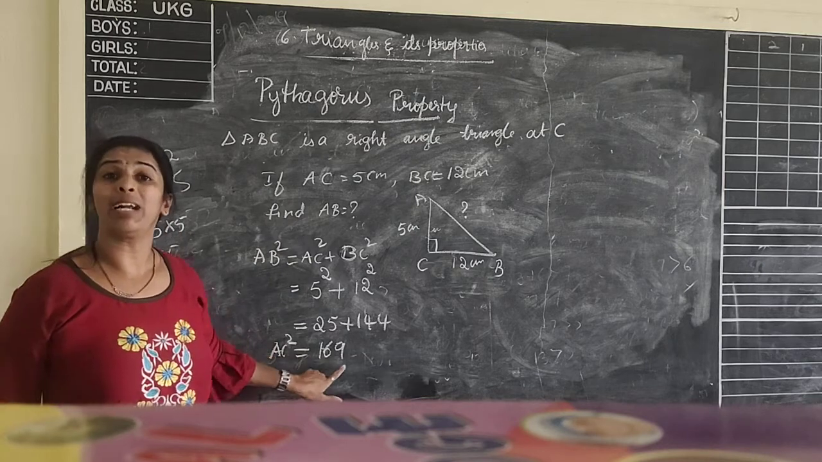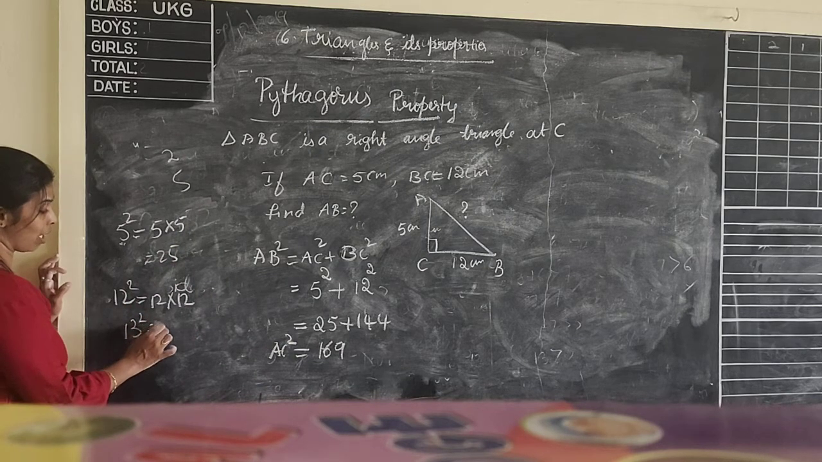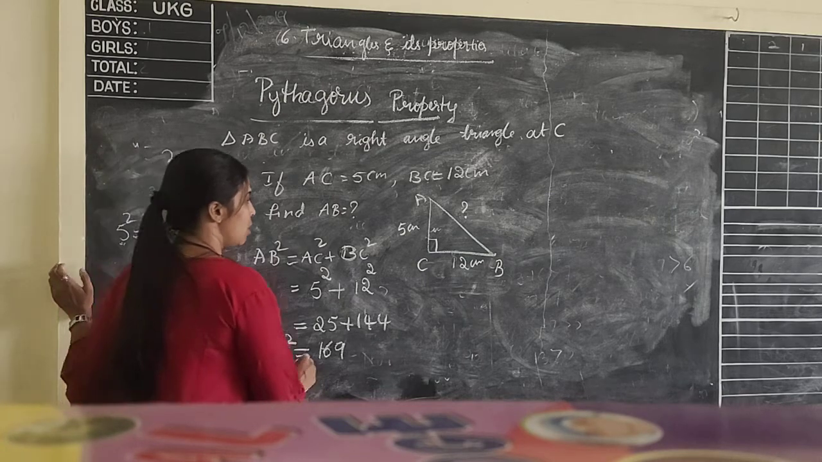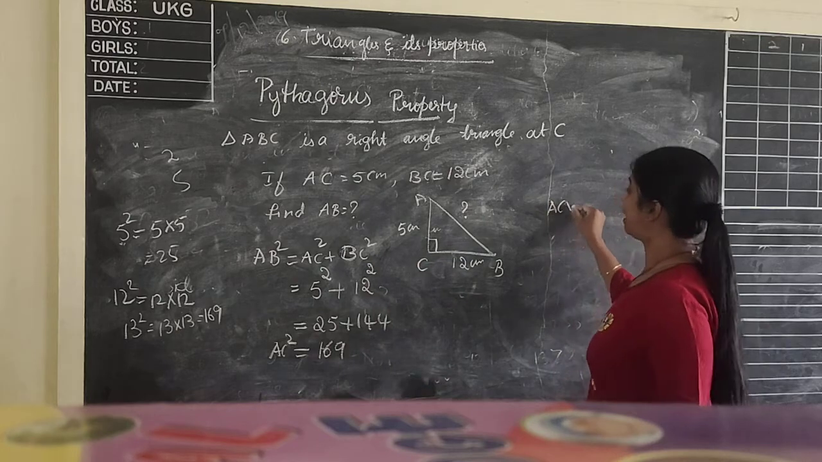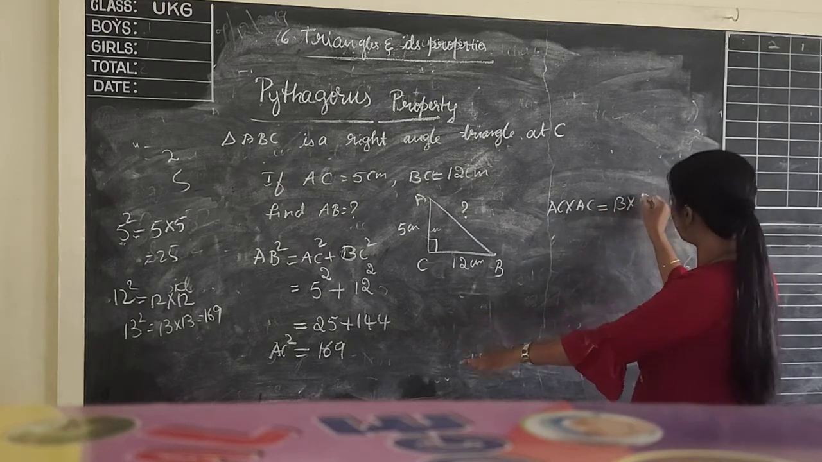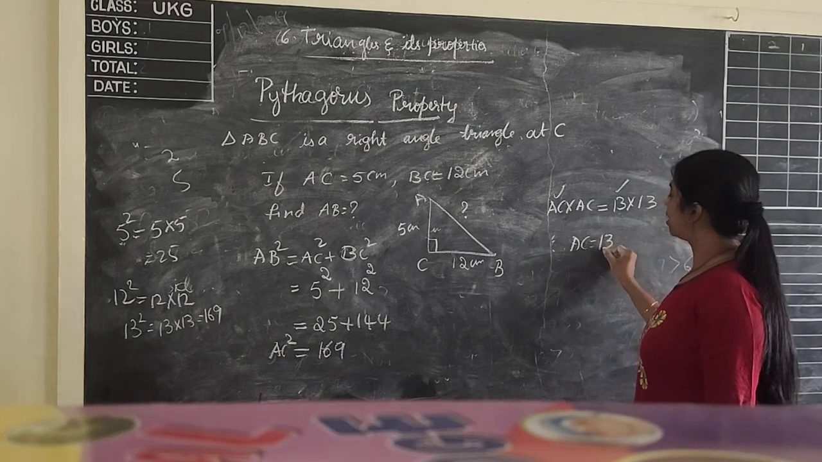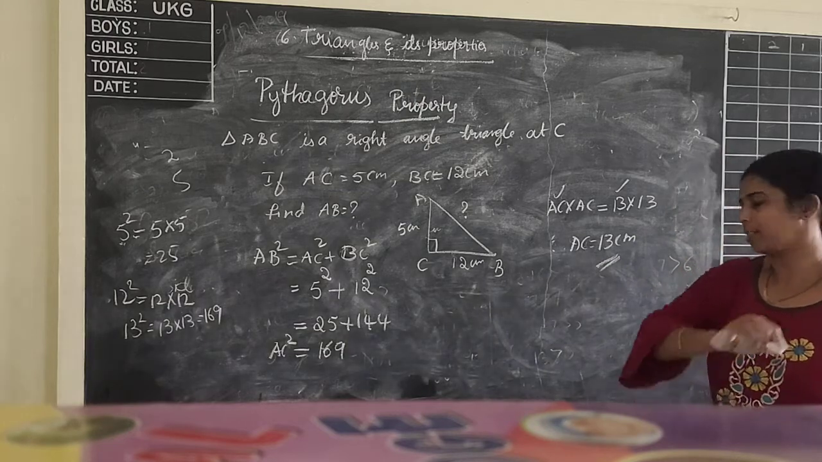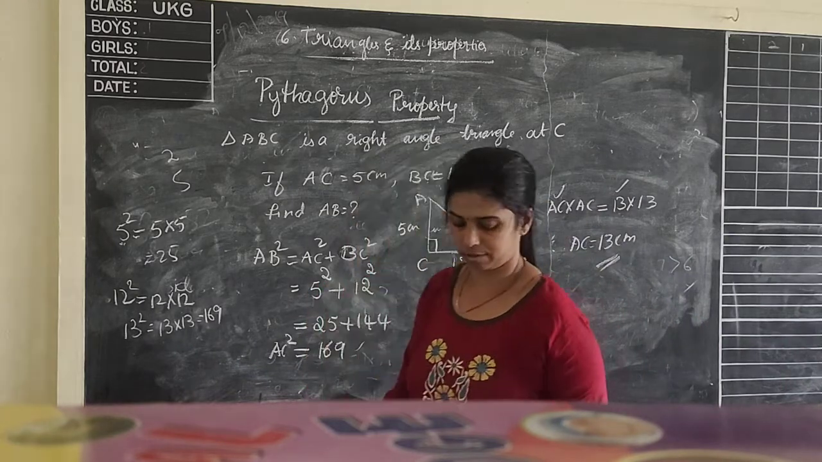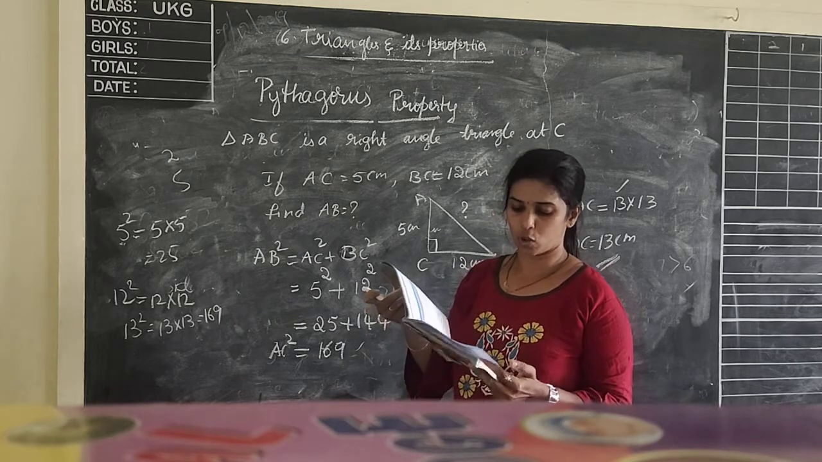Now which number, if you multiply it twice, gives 169? You must know that. 13 square. If you want to check, 13 into 13 is equal to 169. So here AB square means AB into AB, which is 13 into 13. So AB is what? Therefore AB equals 13 centimeter. You must know the tables, otherwise you cannot do this. There are many problems that you have to solve.